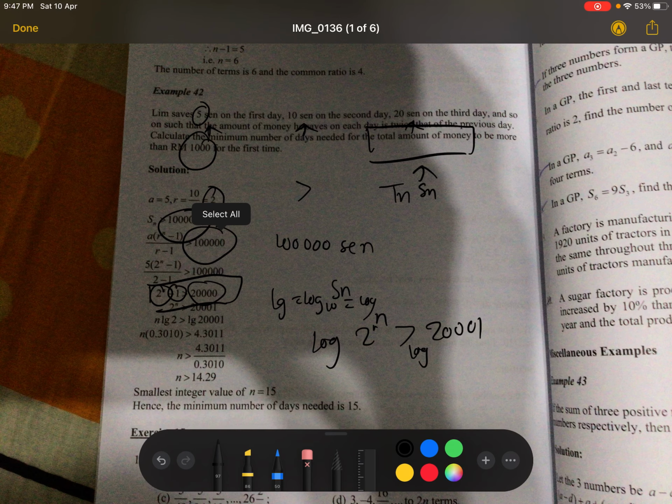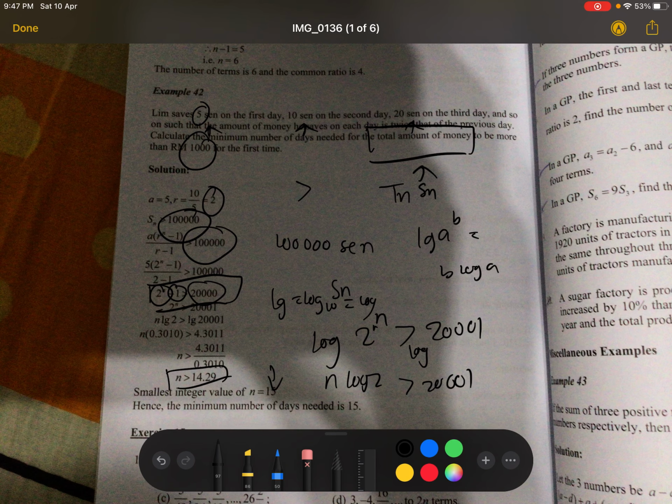20,001. The reason why I want to make log 2^n is because if you remember correctly, log a^b is equal to b log a. So because I can take the n out now, n log 2 equals to log 20,001, as you can see here. And after that you divide, so you will get n is greater than 14.29. And remember, we want to make it an integer value, so n is equal to 15.